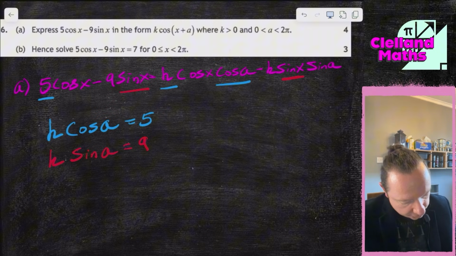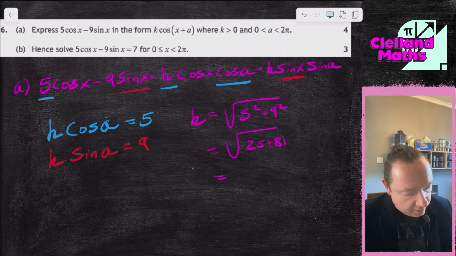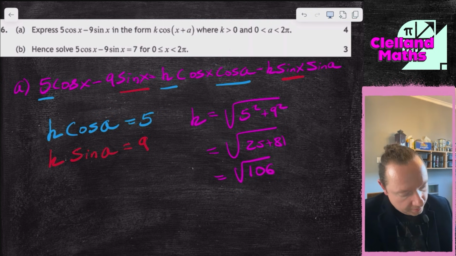To get our k, it's just Pythagoras. K is the square root of both the numbers squared and added. So that is 25 and 81. 81 becomes 86, 96, 106. So I've got my k.